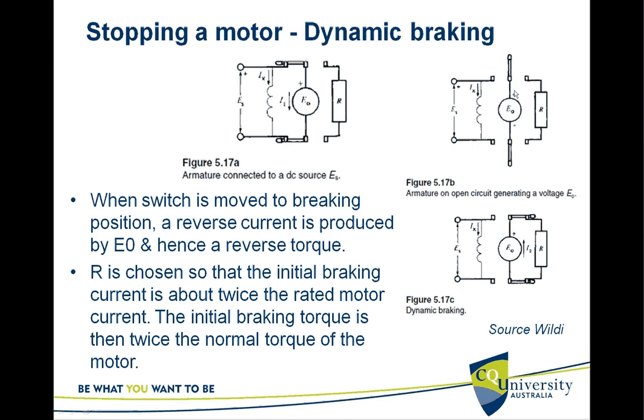That means the torque is in the direction opposite to the rotation of the armature, which means the motor will decelerate. That's what I have said here. When the switch is moved to the braking position, a reverse current is produced by E naught and hence a reverse torque. R is chosen so that the initial braking current is about twice the rated motor current. The initial braking torque is then twice the nominal torque of the motor. So that's how you size the braking resistor R.